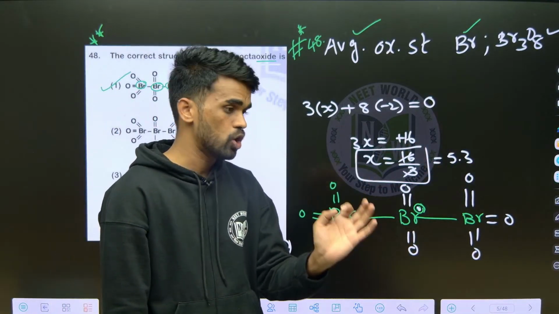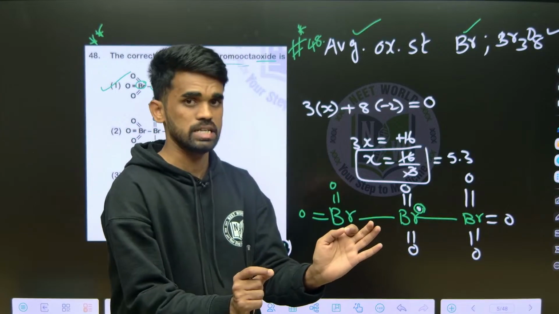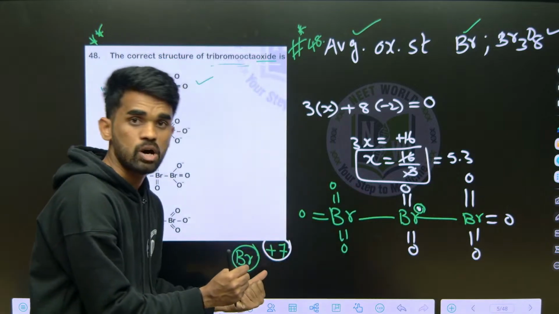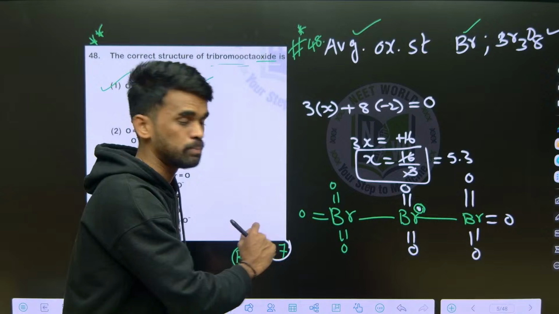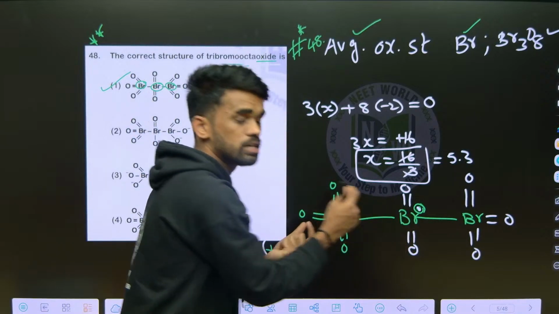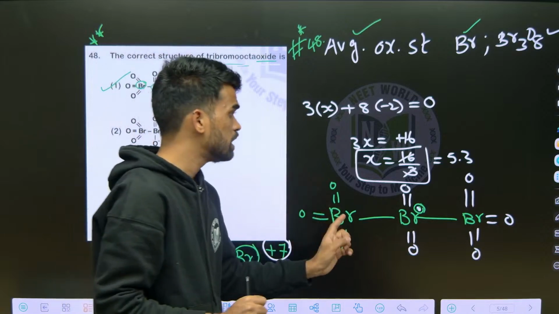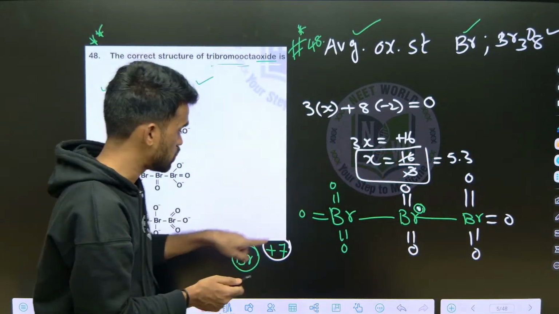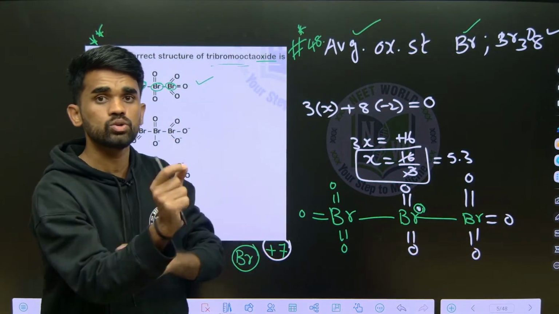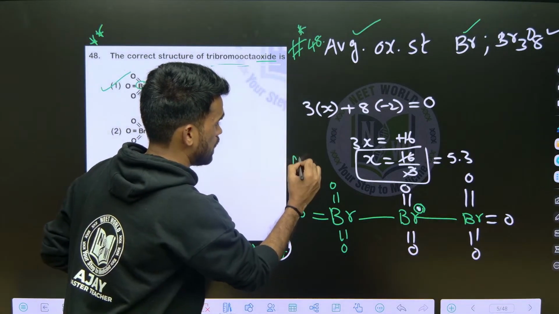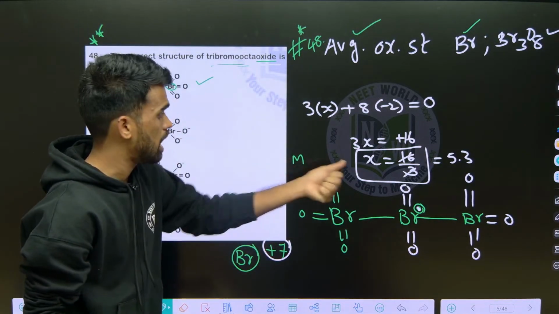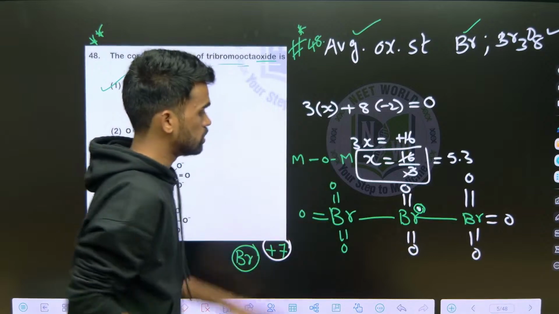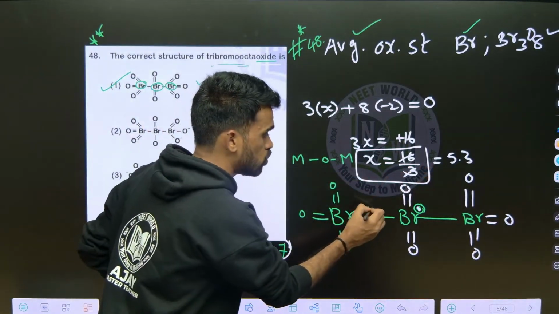So whenever we are writing a structure, if the calculated average oxidation state is less than the maximum oxidation state, you can directly write the central atom to central atom bond. Whenever the average oxidation state equals the maximum oxidation state, in that case you have to write the oxy bond. For example, if atom M has an average oxidation state equal to its maximum oxidation state, then you have to write an M-O-M type bond. If it equals 7, we have to write a Br-O-Br type of bond.